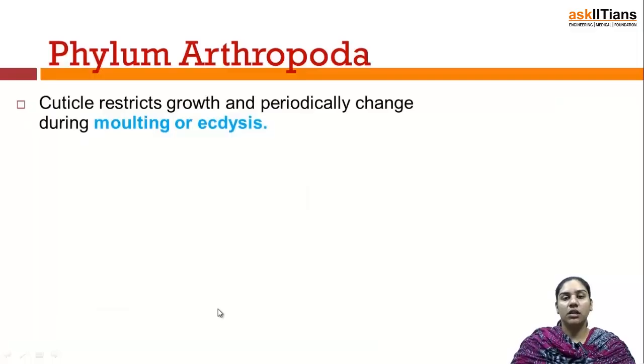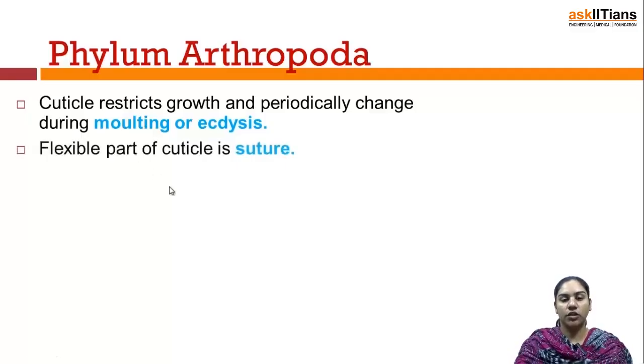The cuticle sheds periodically, and this process is known as molting or ecdysis, and it is seen in all the insects. The flexible part of the cuticle is the suture. It is a groove-like structure present in the cuticle of these insects. So this suture splits up, and the insect comes out after molting. So the insect comes out from the cuticle through the suture only.